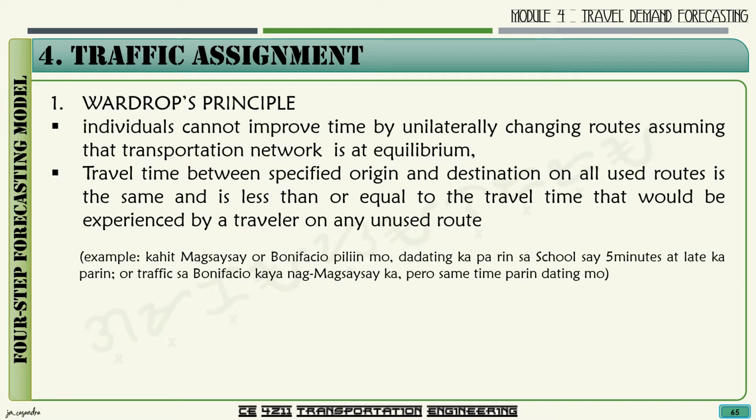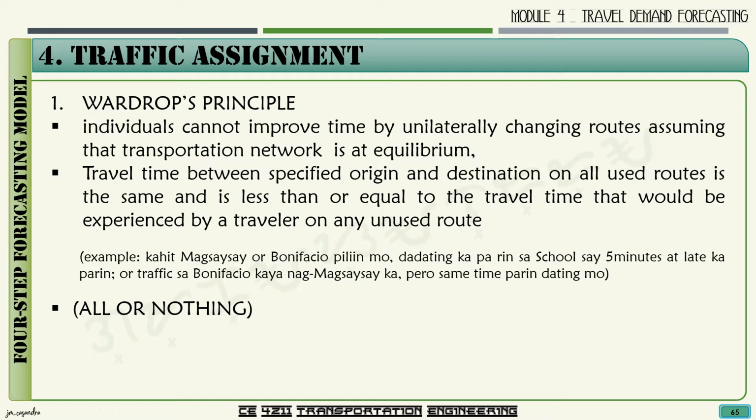So basically, for example, whether we choose Magsaysay or Bonifacio to go to the university, we'll still arrive at the school at the same time, 5 minutes at the same time. So basically, whichever you choose, Magsaysay or Bonifacio, you'll still arrive at the same time, or you'll still be late at the same time. So, there's traffic in Bonifacio, so you took Magsaysay, but your arrival time will still be the same. So, that's how Wardrop's principle works.